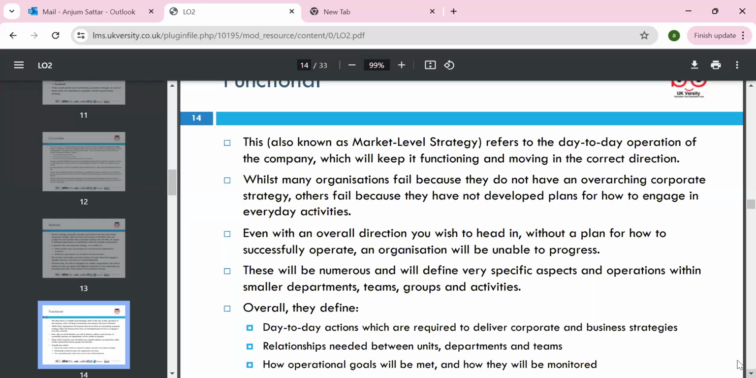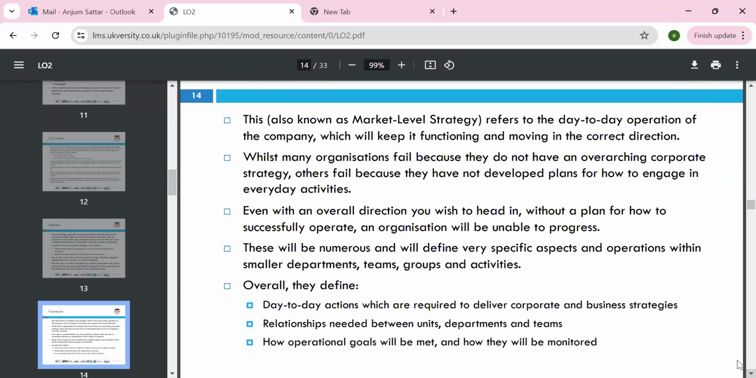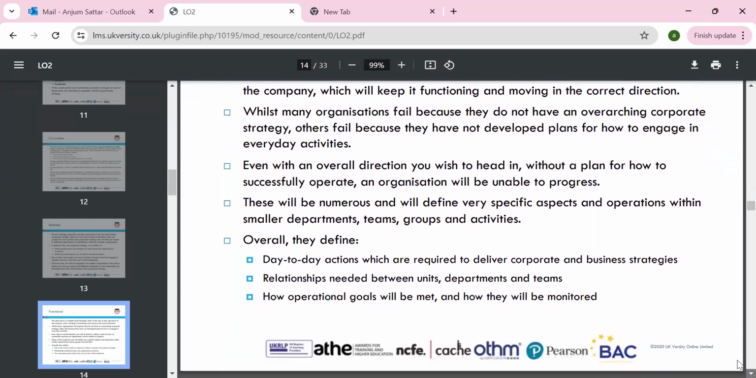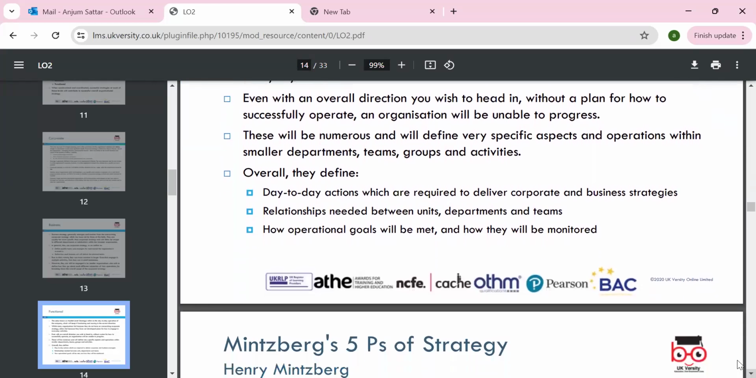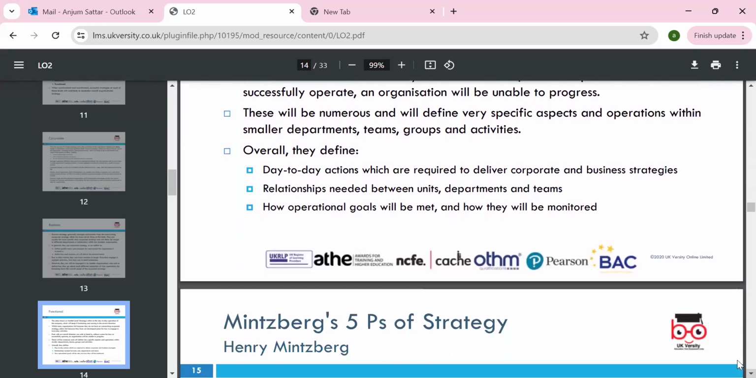You can make the strategy for each. So day-in and day-out action is required to deliver the corporate and business strategy. The relationship needs to be between the unit and operational goals.